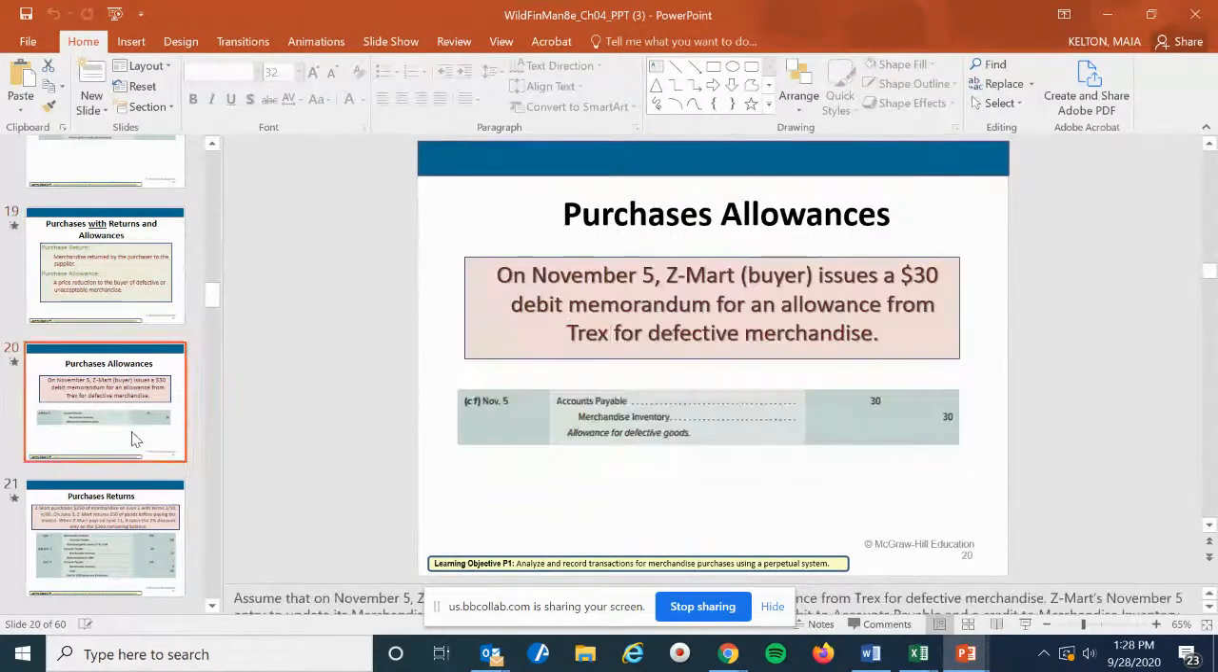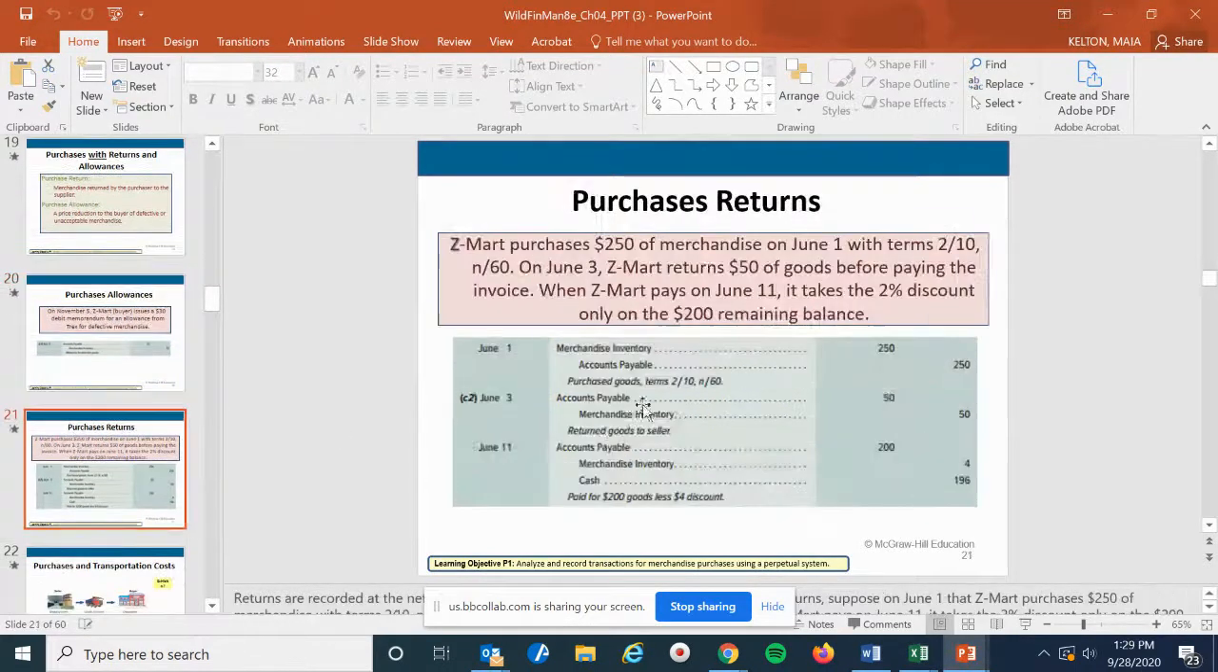So let's see, what else do we need to know? If we have a purchase allowance, you can see how the amount of inventory will be reduced by that amount. So in this case, on November 5th, if they issue a $30 debit memorandum, this here becomes a purchase allowance. But look at purchase returns. Purchase returns are different. They involve an actual return, a physical return. So in that case, we will be decreasing inventory and accounts payable, and eventually we'll be looking for opportunities such as the purchase discounts.